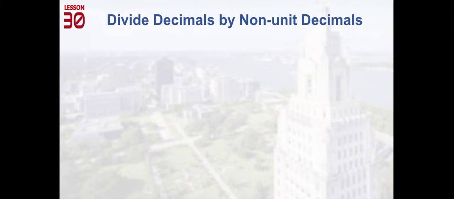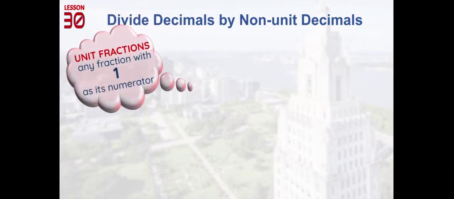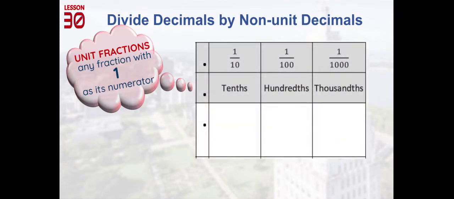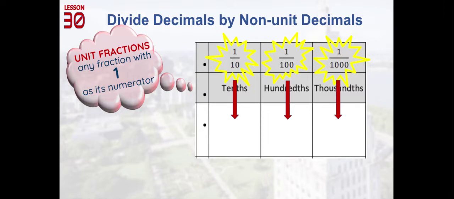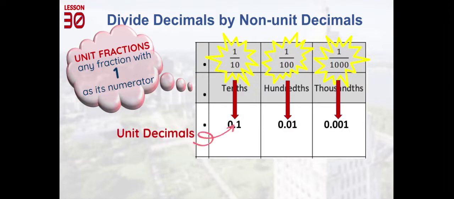So in lesson 30, scholars have to divide decimals by non-unit decimals. So what's that? Well, last week, you may recall we talked about unit fractions, which are simply fractions with a numerator of 1. Students learn specifically about the unit fractions 1/10, 1/100, and 1/1,000, and how they can all be represented as decimals. And they're stated the same way: tenths, hundredths, thousandths.